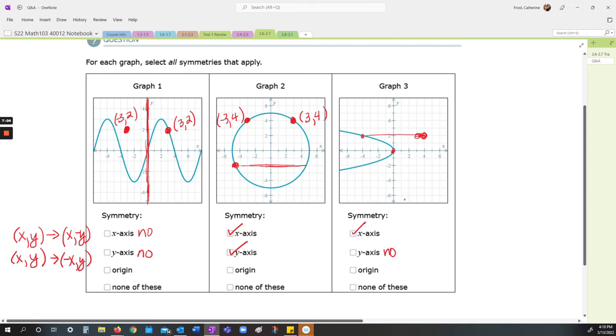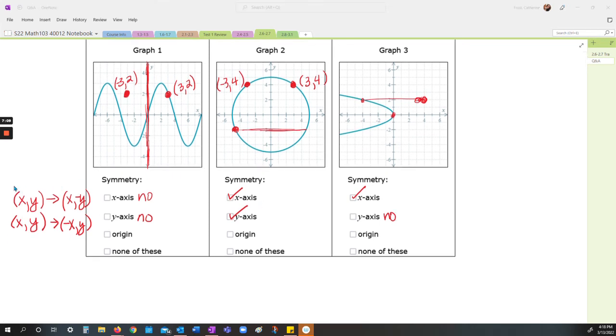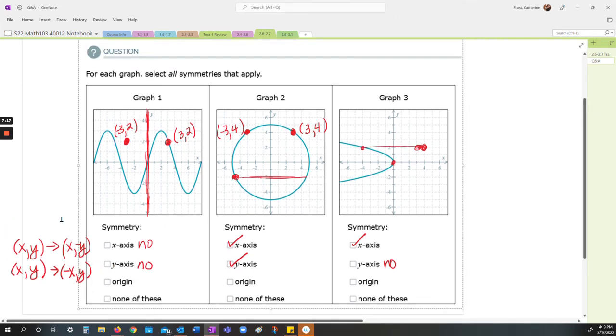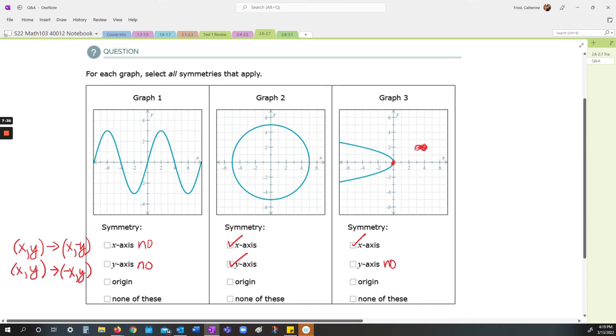All right, almost done. So now we're going to think about the origin. For the origin, the literal definition is that you take a point x, y and change both signs. And when you change both signs, you're now looking at it diagonally across the origin, 0, 0. So let me see if I can squeeze that in right here.